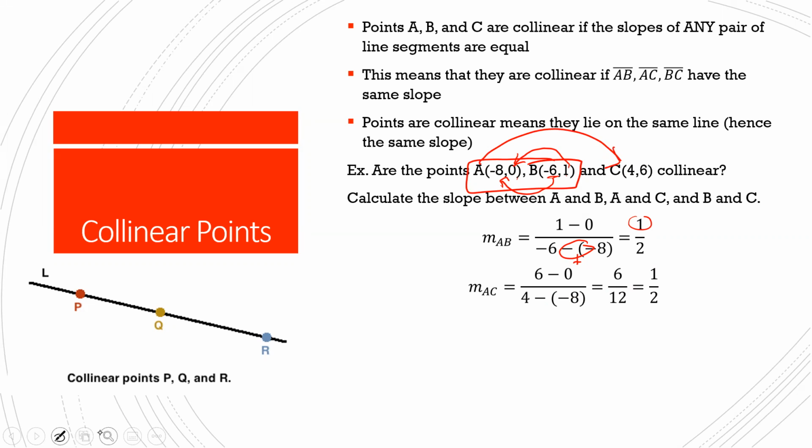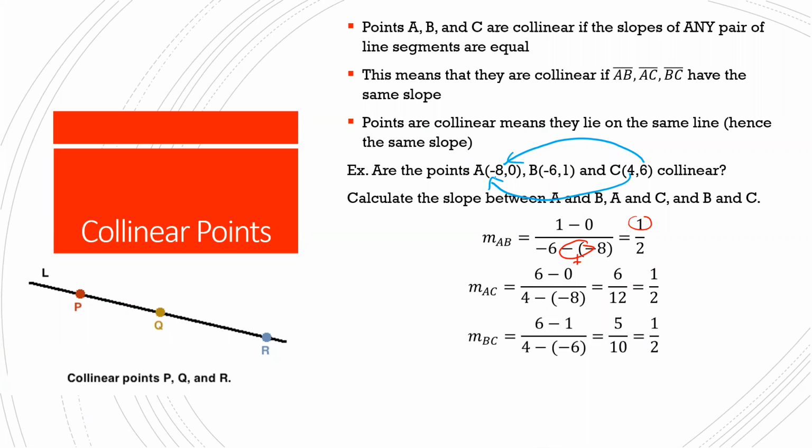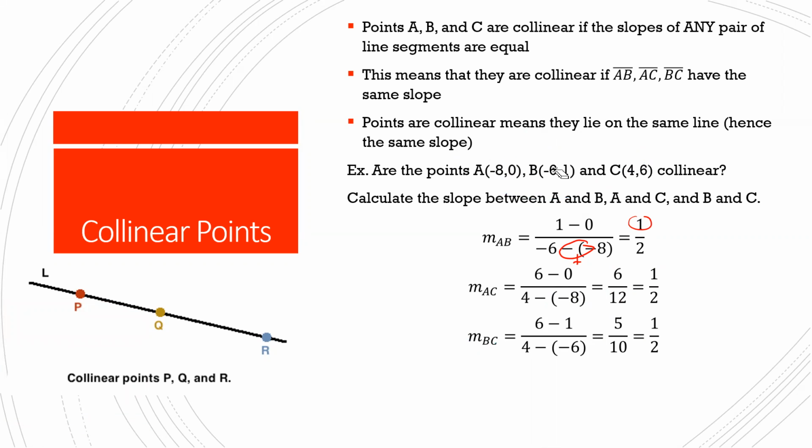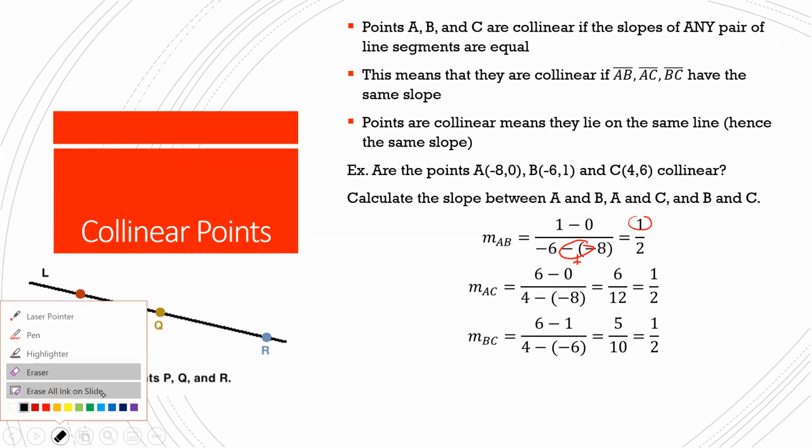So to check the slope between A and C, and I'm going to erase this so it's a little more neat. I'm going to do the exact same thing. I'm going to take 6 minus 0, and then I divide that by 4 minus negative 8. Oh, sorry, I did this wrong. This is for B and C. I think I just pressed on the wrong one. Let me correct that. I apologize.